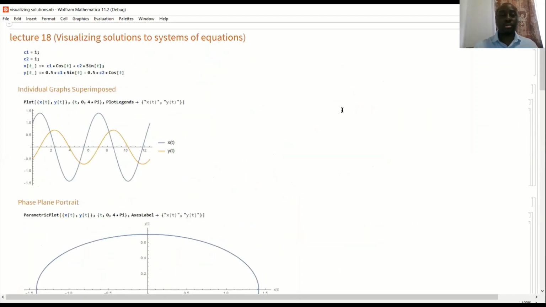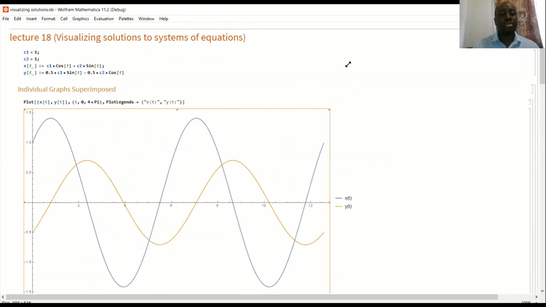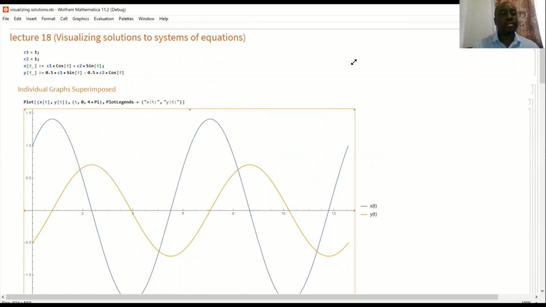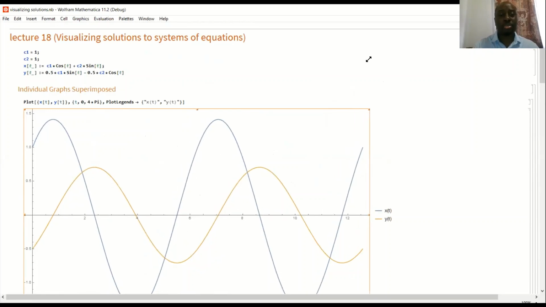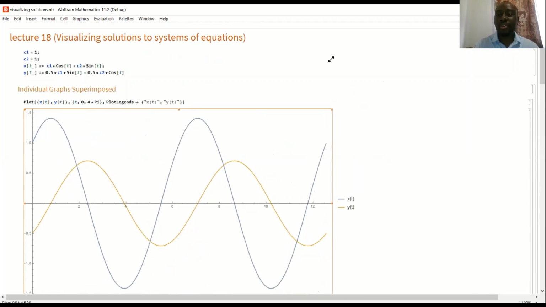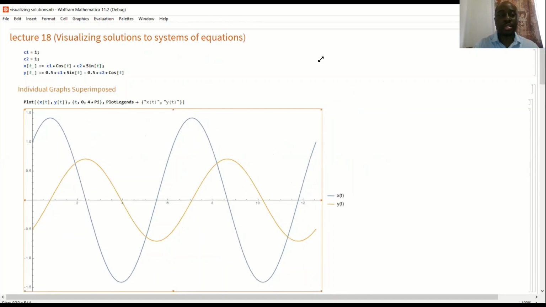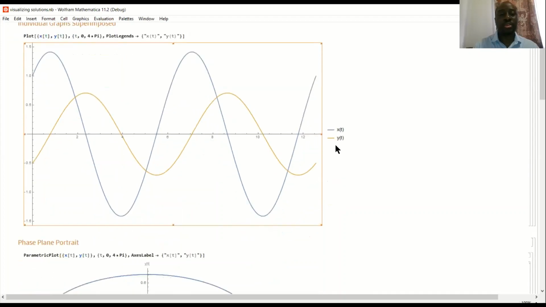Right. This is a code that I wrote in Mathematica, and here I'm showing you the two solutions, x of t and y of t superimposed. I picked some fixed values for the coefficients c1 and c2, right? And you can see that we can begin to look at how these two graphs are interacting. Okay, but this is only for a fixed time period, and this is only for a specific solution, x of t and y of t.